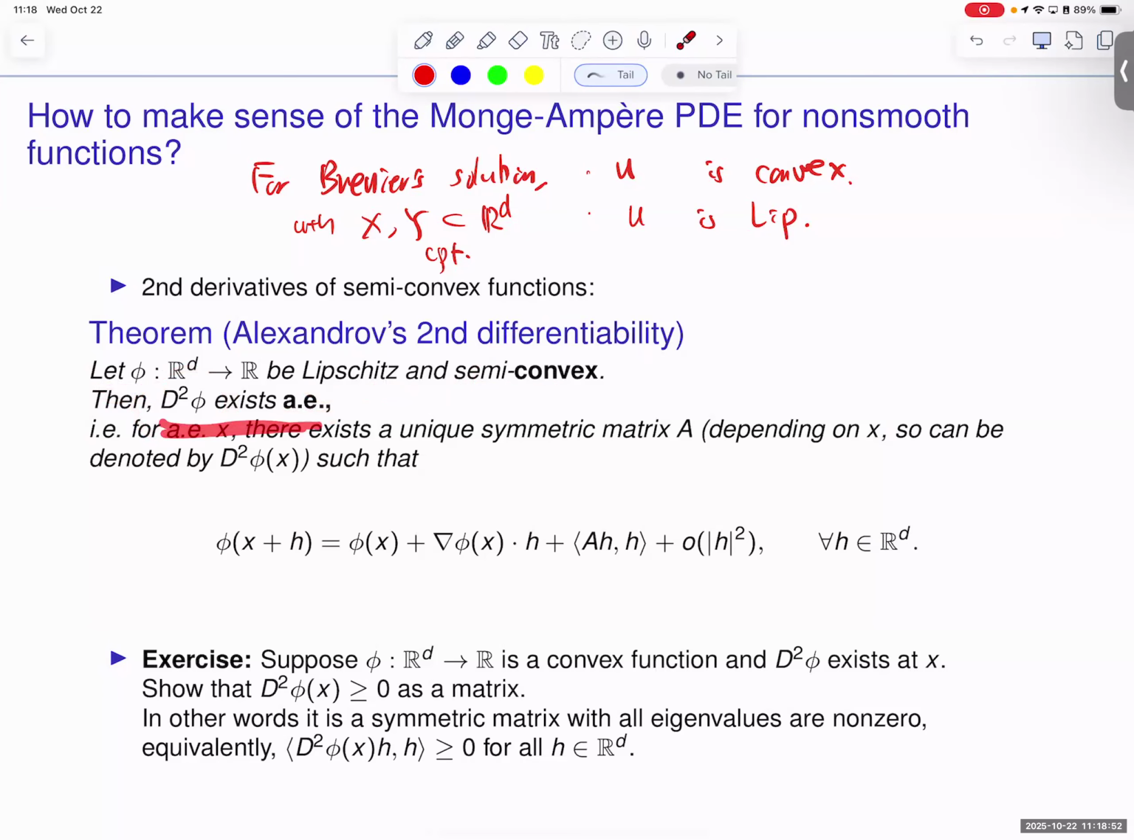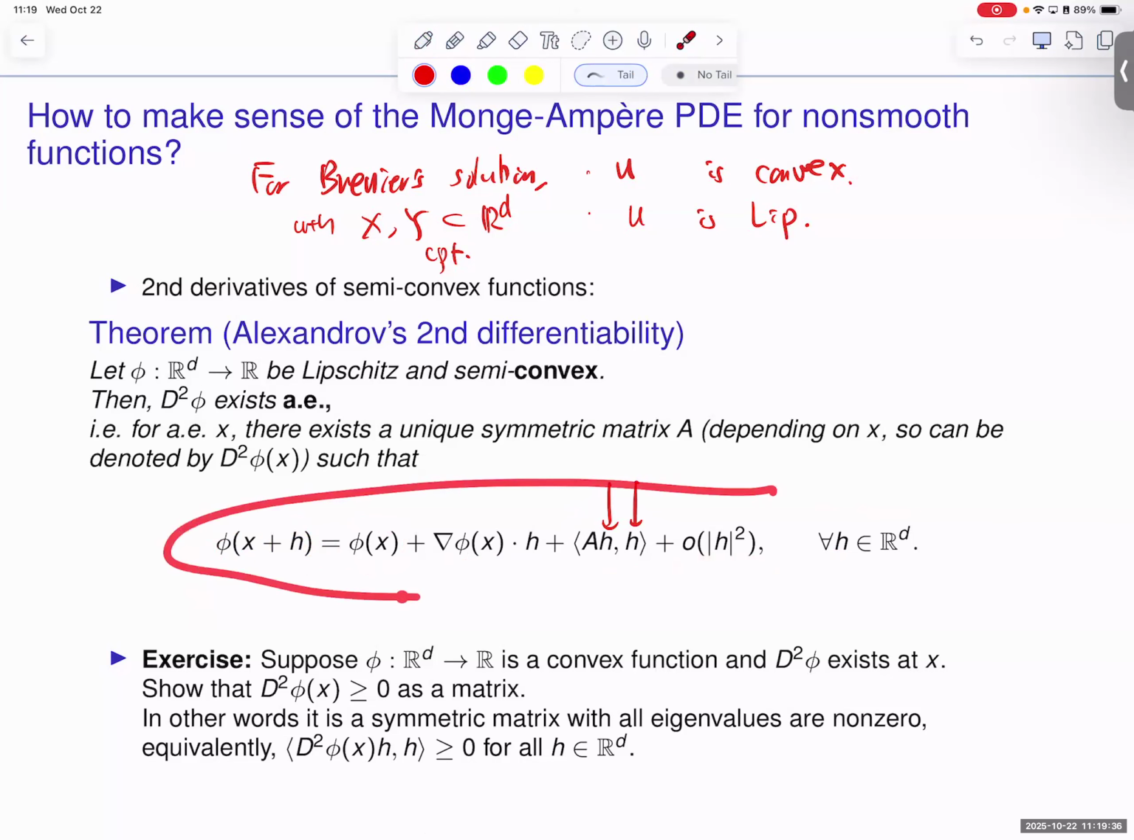And more precisely, it means the following. For almost every x, you can write down this equation. For any h, a vector in R^d, you just add this h to your original location x. Then you compare the difference between the function phi at x and the function phi at x plus h. Then their difference is given by this first order approximation plus this second order approximation. This is second order approximation because you have 2h. And then the error term.